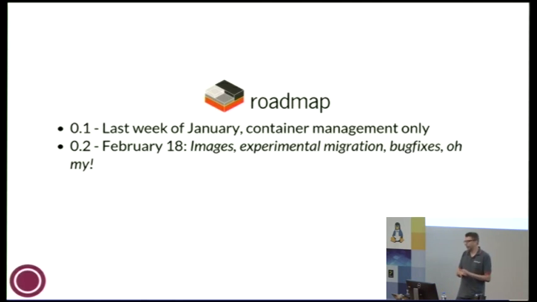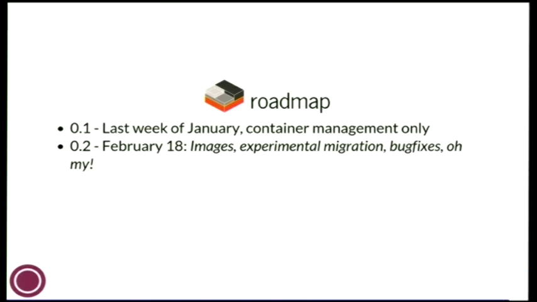LXD 0.2 will be released February 18th. And the reason I can tell you it's exactly February 18th is because that is the day before the Ubuntu feature freeze date. And so this will have our full images support, as well as experimental support for migration. The reason that I say experimental: if you saw our announcement of LXD at OpenStack Paris, I actually had a running Doom, and I migrated that Doom in between containers. And that works, but there's still a lot of caveats. There's a lot of things that just don't work exactly right when you start migrating again. So I probably wouldn't use it in production, but we will have at least what I demoed in OpenStack Paris available.